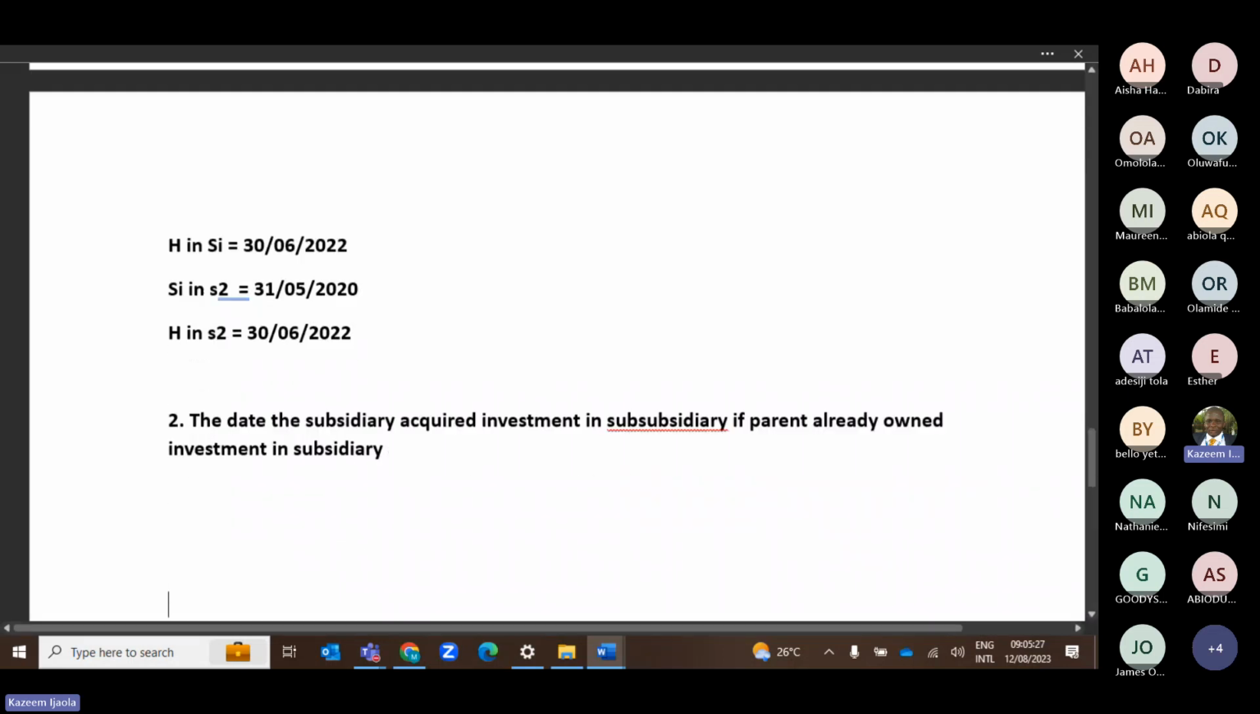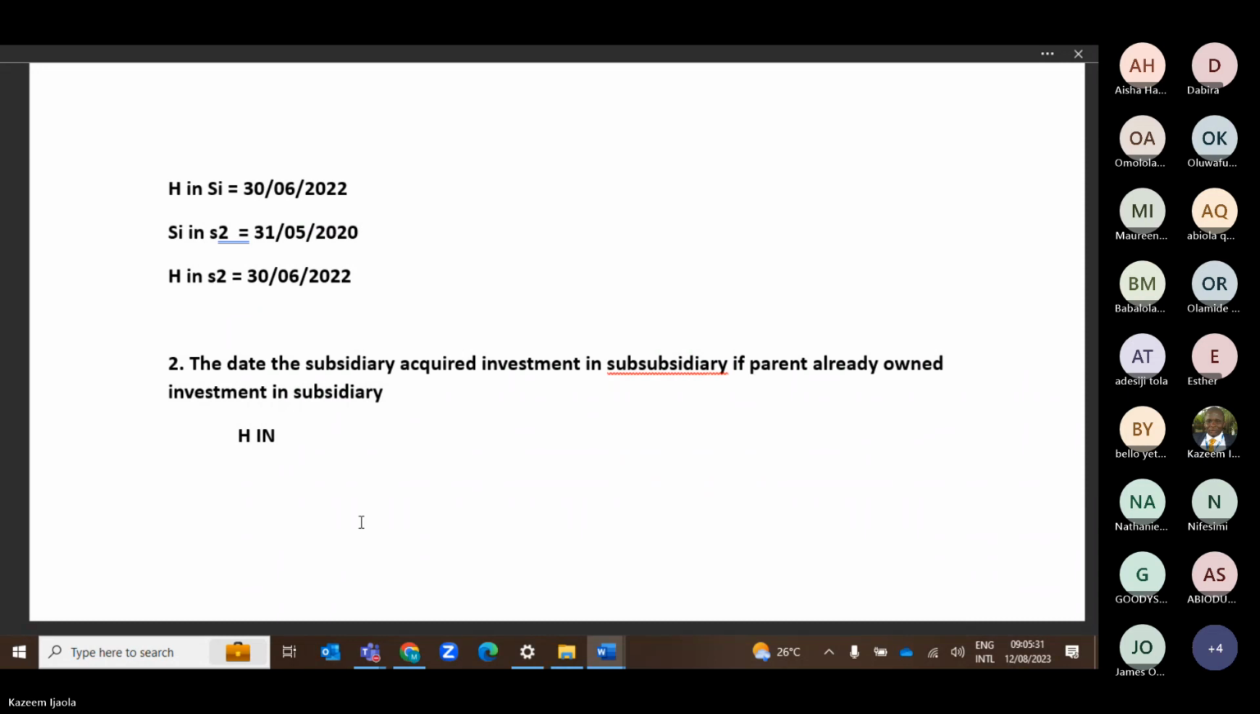So look at this principle now. We have H in X1, 30th of June, 2014. X1 in S2, 31st of December, 2015. So what date will H use to consolidate X1 here? What date will H use to consolidate S2? H in S2, sorry. What date will H use to consolidate?